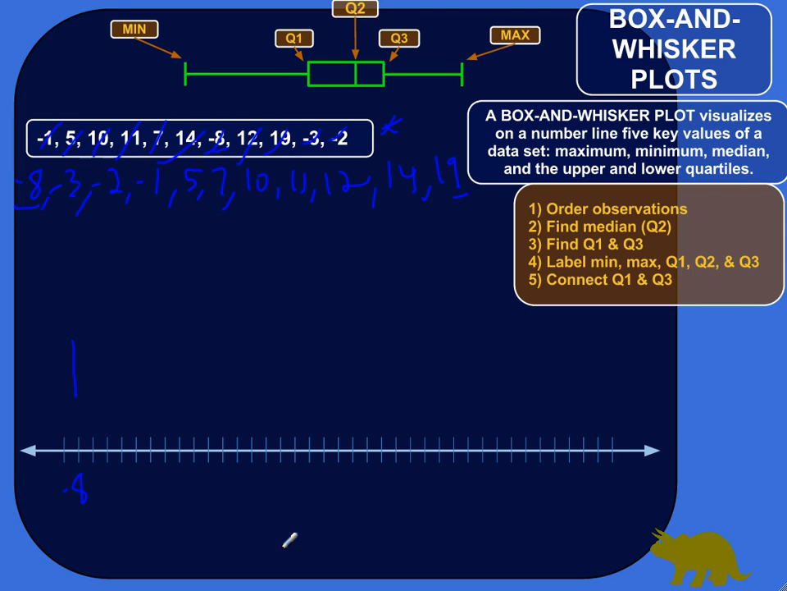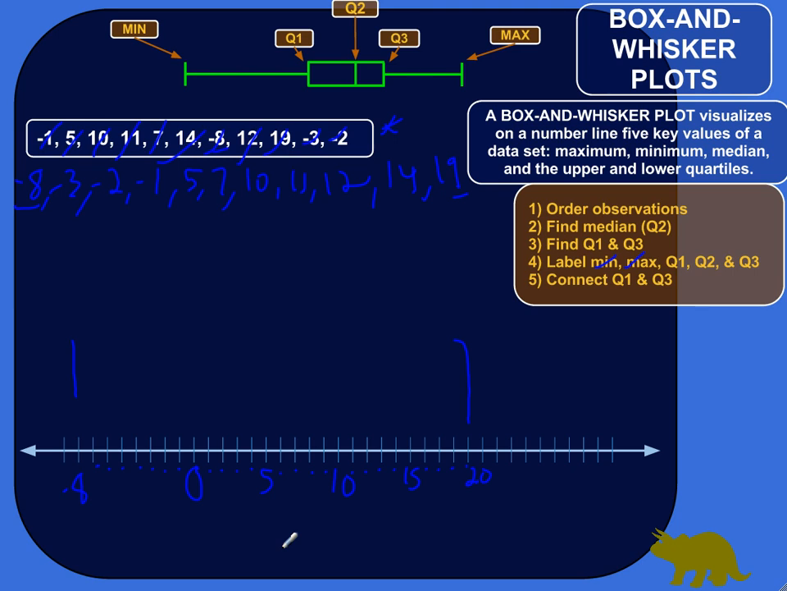So -7, -6, -5, -4, -3, -2, -1. So that's 0. 1, 2, 3, 4, 5, 6, 7, 8, 9, 10, 11, 12, 13, 14, 15, 16, 17, 18, 19, 20. And 19 was our max, so here's 19. So we've labeled our min and our max, so that's good.